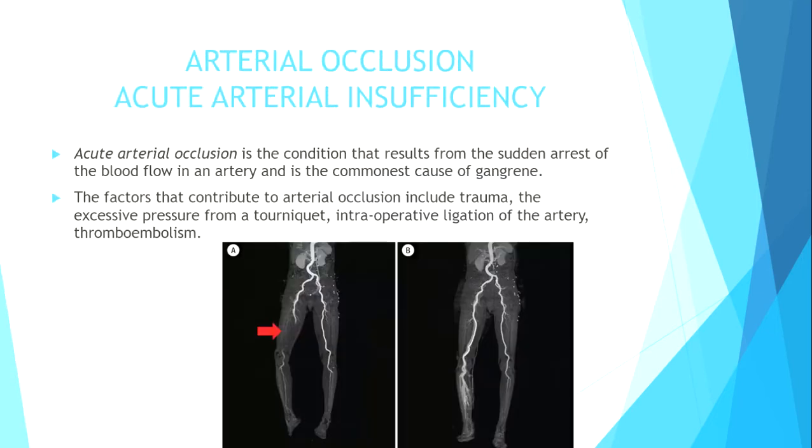First of all, arterial occlusion and acute arterial insufficiency. Acute arterial occlusion is a condition that results from the sudden arrest of the blood flow in an artery and is the commonest cause of gangrene. The factors that contribute to arterial occlusion include trauma, excessive pressure from a tourniquet, intraoperative ligation, and artery thromboembolism, which is a known cause.